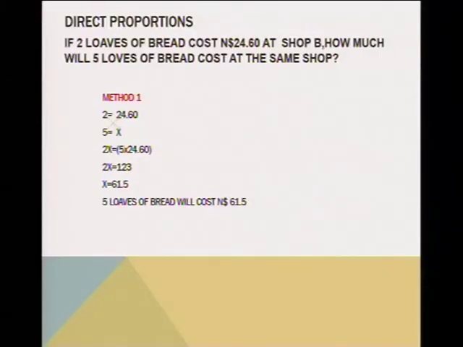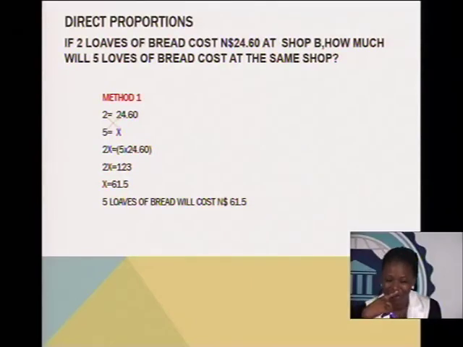Direct proportion is when one quantity increases, the other quantity also increases. Let's look at a simple example that everyone can understand. If 2 loaves of bread cost $24.60 at shop B, how much will 5 loaves of bread cost at the same shop?